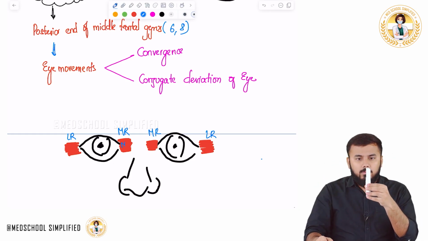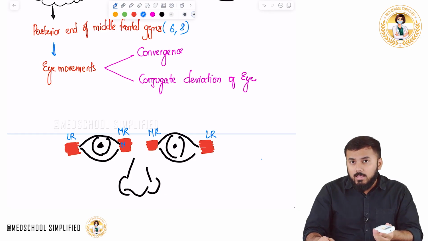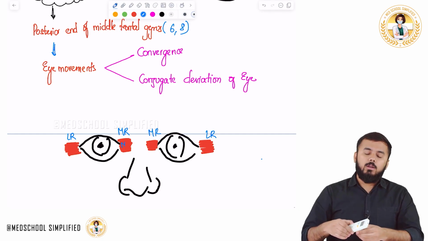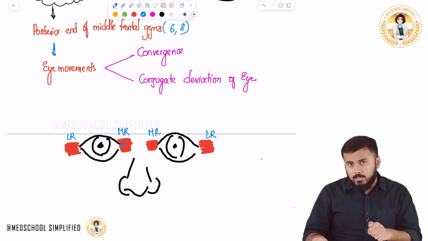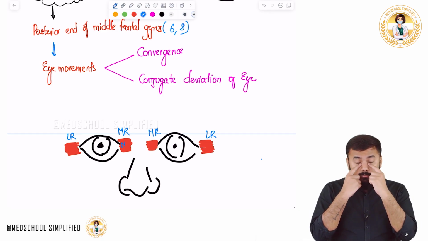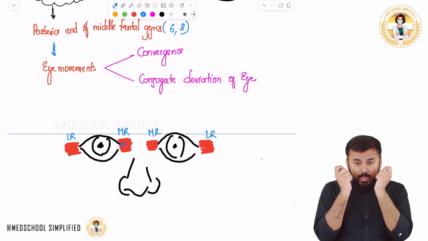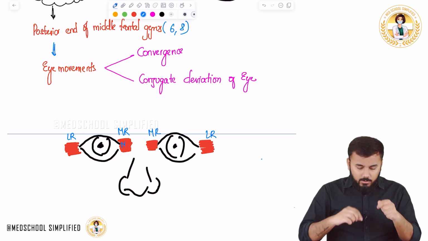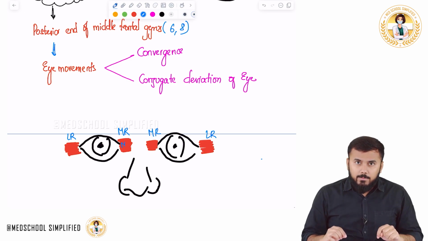Once again, you see both the eyeballs are convergent. So this is called convergence. So what is happening here? Both my medial rectus muscles are contracting so that both my eyeballs are pulled medially, right? Both the eyeballs are pulled medially.